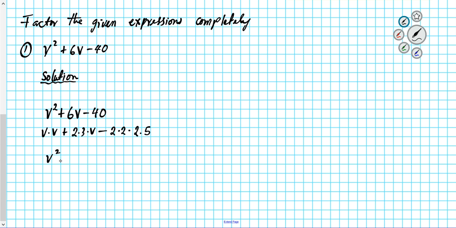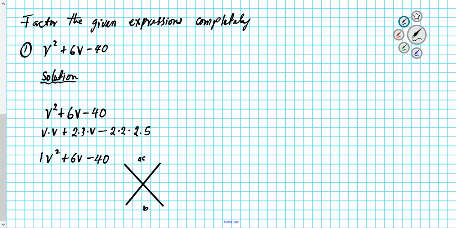So let's multiply them back together. We have v squared plus 6v minus 40. Now what we need is 4 terms. We need to convert these 3 terms into 4 terms in order to factor by grouping. So in order for us to figure out what we can replace the middle term with, we're going to play the x game. For the x game, AC will go on top, and B will go on the bottom.